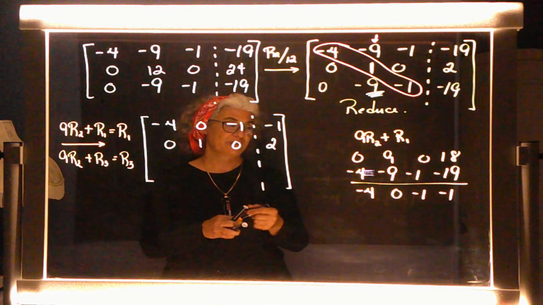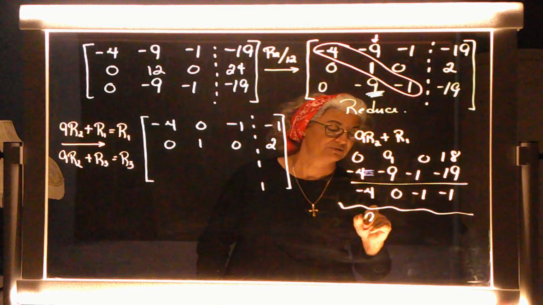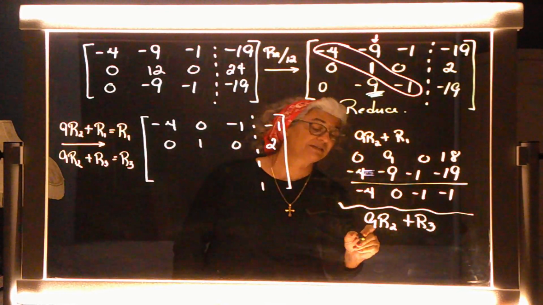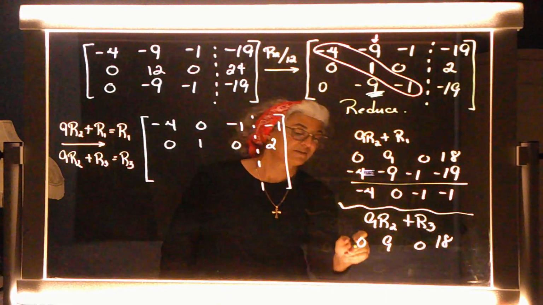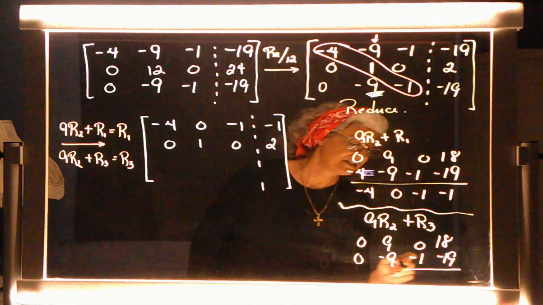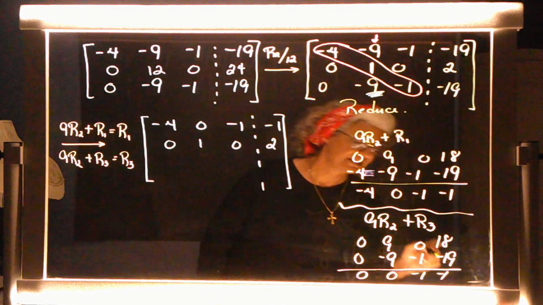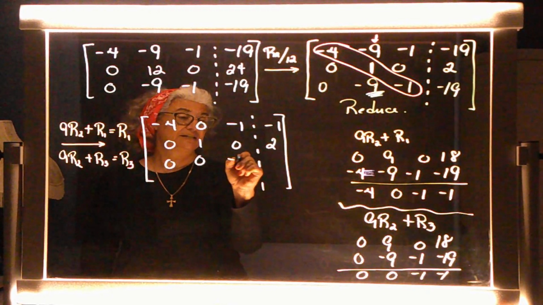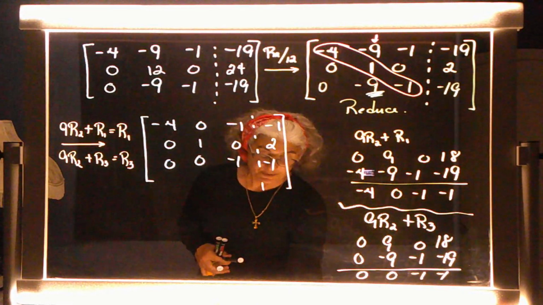So let's see the work we have to do. So 9 times the second row, and then add it to the third row. So 9 times the second row is 0, 9, 0, and 18. The third row is 0, -9, -1, -19, which gives me 0 and 0, -1 and -1. Okay, 0, 0, -1 and -1. Good? Cool.